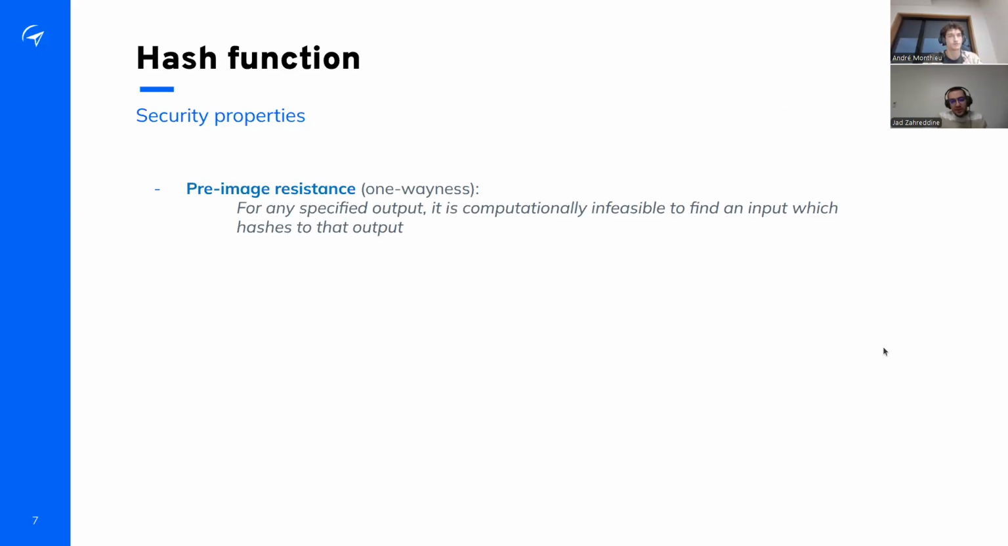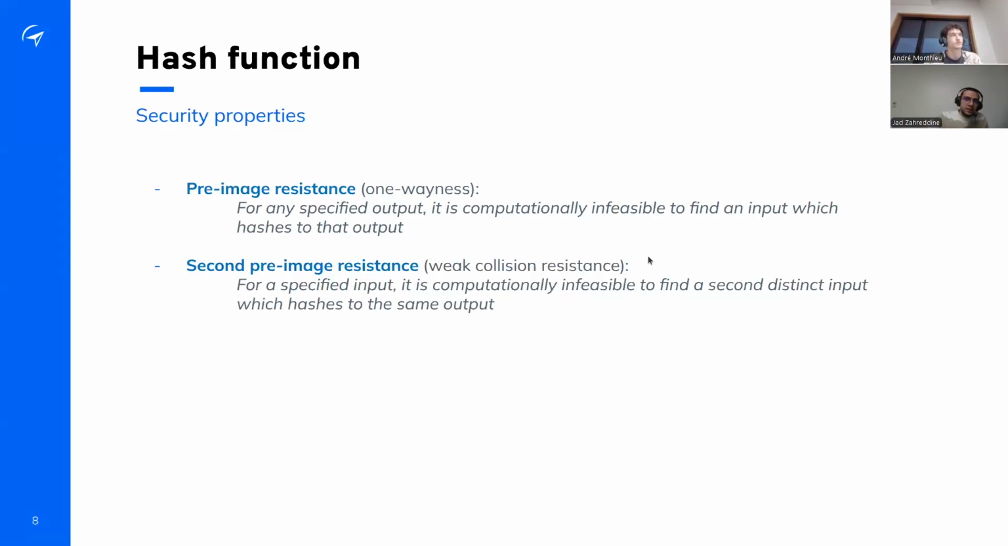Now, moving on to the security properties that we require a hash function to satisfy. The first one is pre-image resistance, or one-wayness, and it's stated as follows. For any specified output, it is computationally infeasible to find an input which hashes to that output. So basically, we require the function to be one-way. The second security requirement is second pre-image resistance, or weak collision resistance. Here, for a specified input, it is computationally infeasible to find a second distinct input which hashes to the same output.